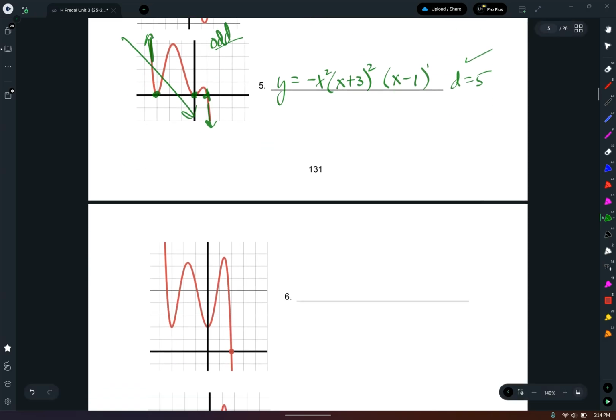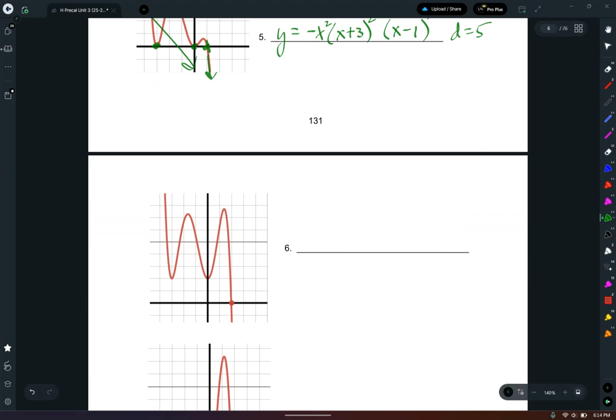Okay, let's go to number 6. So first thing I notice is opposite. So it's got to end up with an odd. And because the overall is a decrease, it's going to be a negative leading coefficient. In this case, I only have 1 0 at 2. And so I only have the one factor of x minus 2. And you might say, well, it passes through, so I need an odd exponent.